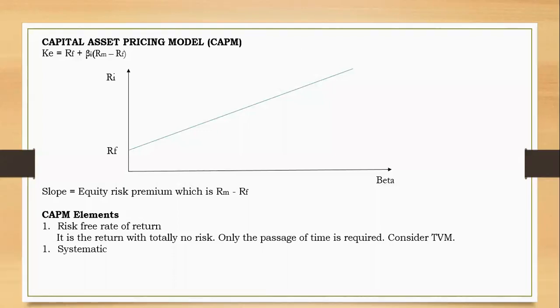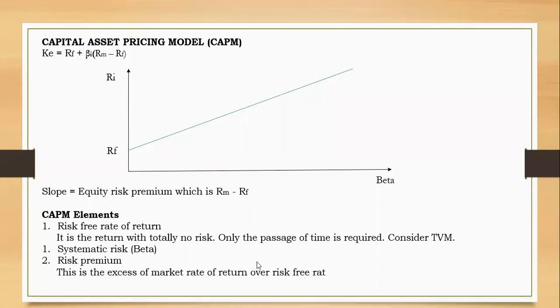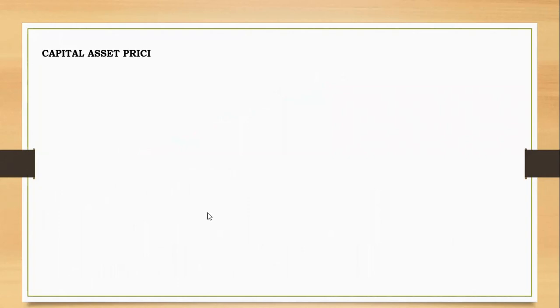And then you would have this beta, which you call the systematic risk, all right? And then you would have this one, Rm minus Rf, which we call the risk premium, okay? And you say this is the excess of the market rate of return over the risk-free rate of return. So those are the components of the capital asset pricing model. And now let's go and take a look at the assumptions.